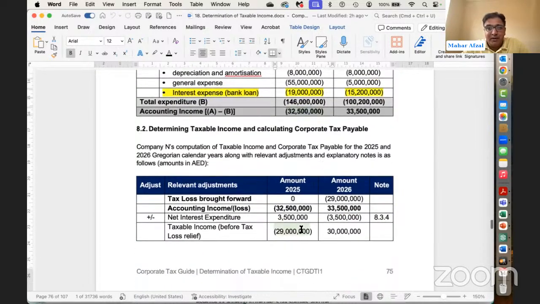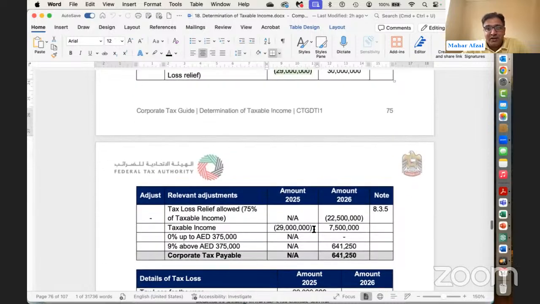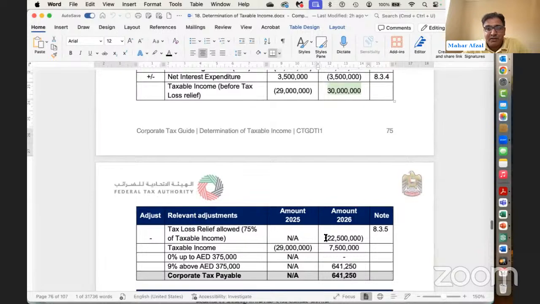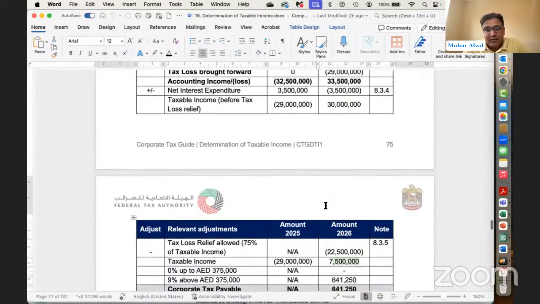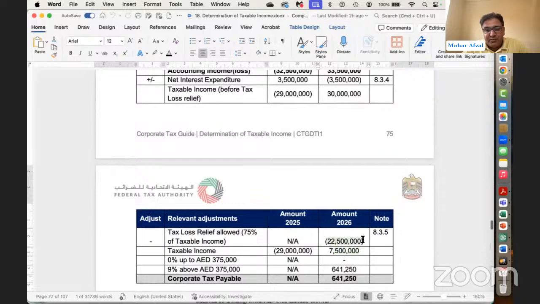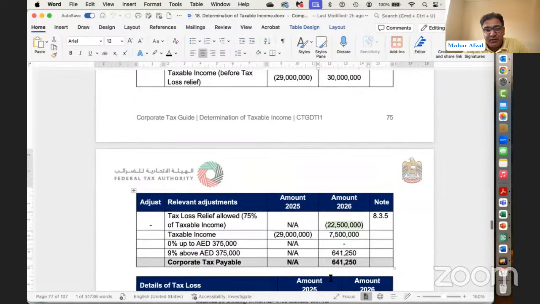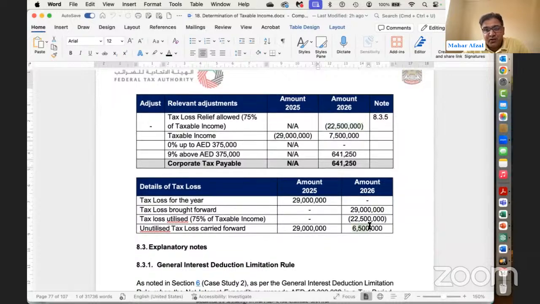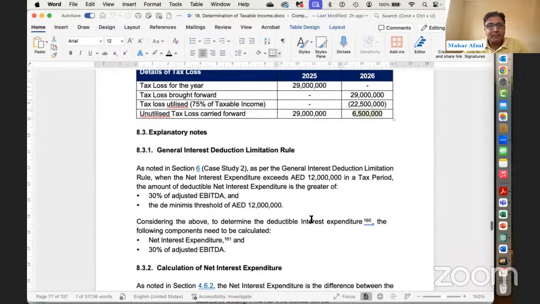Yes, this is 29 million, and this can be adjusted next year. Next year, this income is 30 million. 30 million into 75%, 22.5 million. Remaining 7.5 million will be subject to tax in the same year, and loss will carry forward. Out of this 29 million, this 22.5 million has been adjusted. The differential should be 29 less 22.5. This is the carry forward loss, 6.5 million.